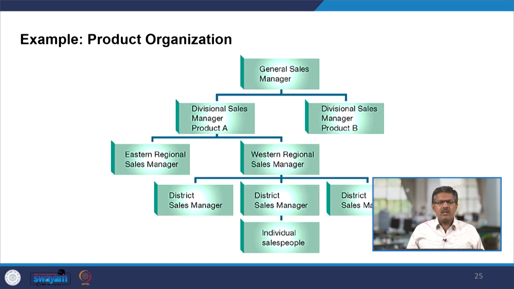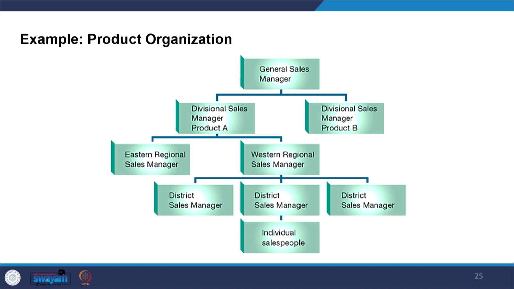Okay. Now, this looks like, for example, a general sales manager is again there. So, you have a product divisional sales manager for product A, product B, right, and then it is again divided into eastern regional sales manager, western regional sales manager for product A, similarly for product B, and then district managers for each product. And then the individual salespeople.